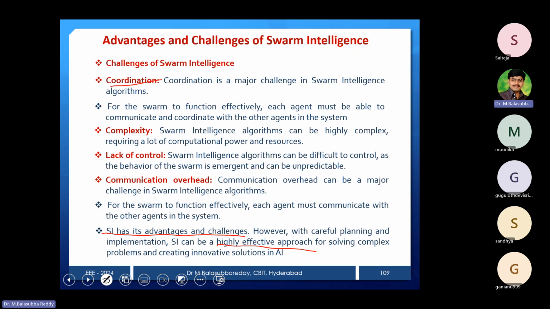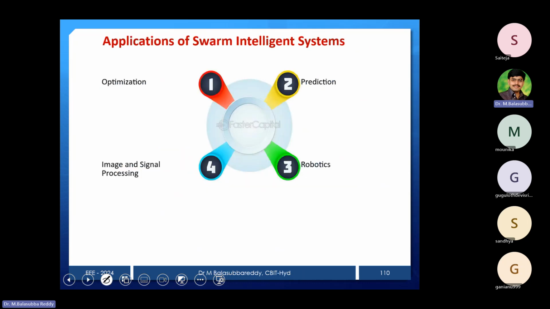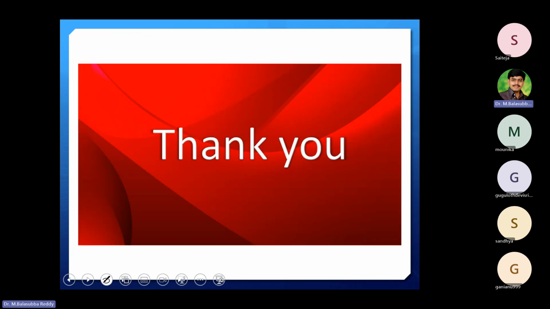We'll see some applications also. Swarm intelligence is used in optimization and the prediction process. Robotics also uses it, as well as image and signal processing. As I mentioned, these applications are not limited; there are many more applications. You can use these intelligence techniques for optimization problems, and so this is the end of the first unit.